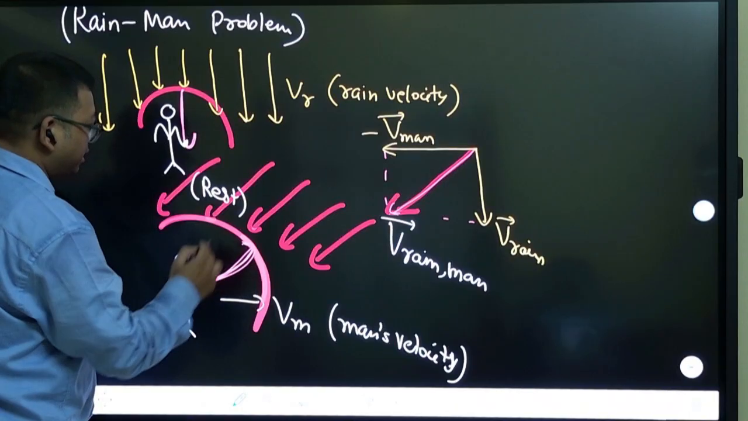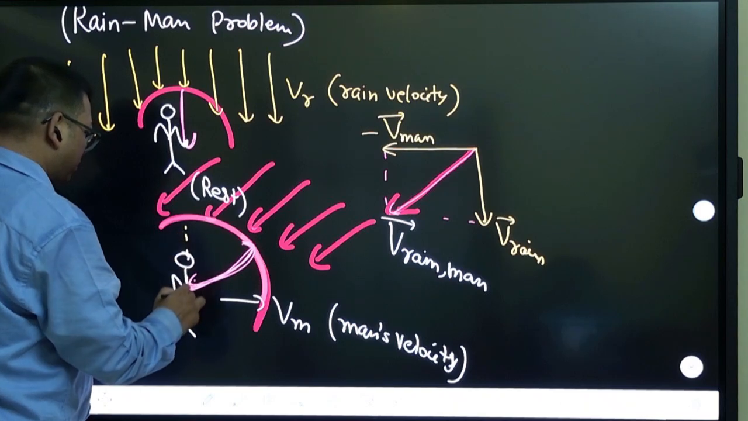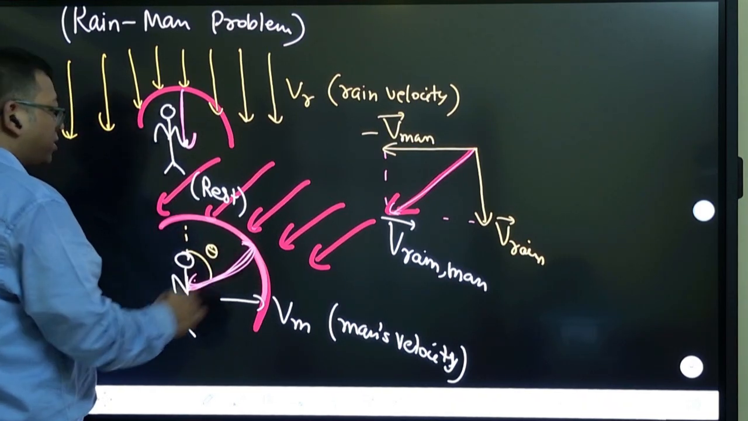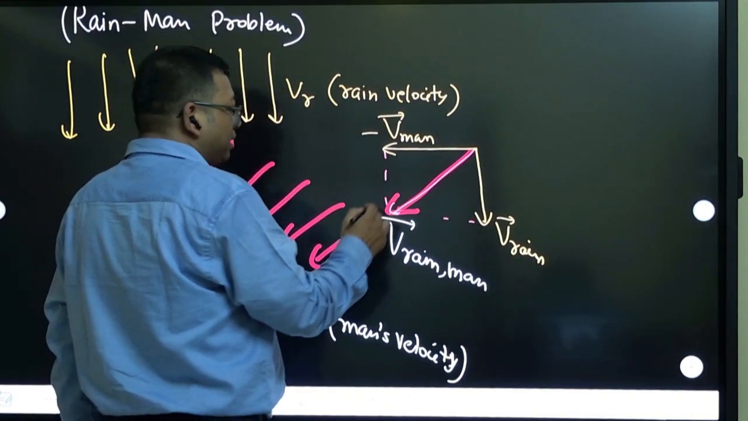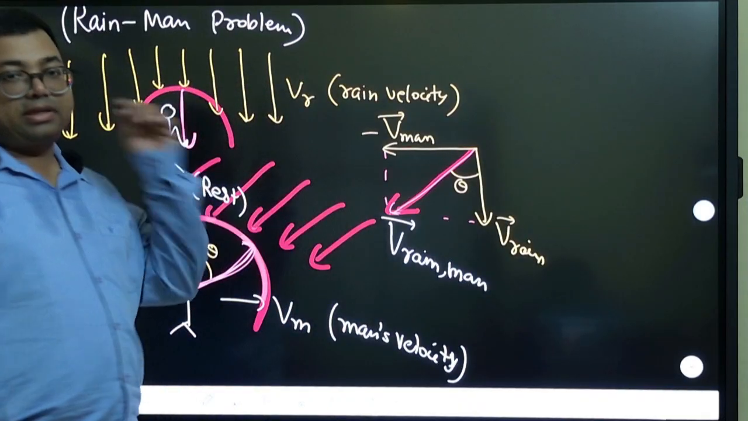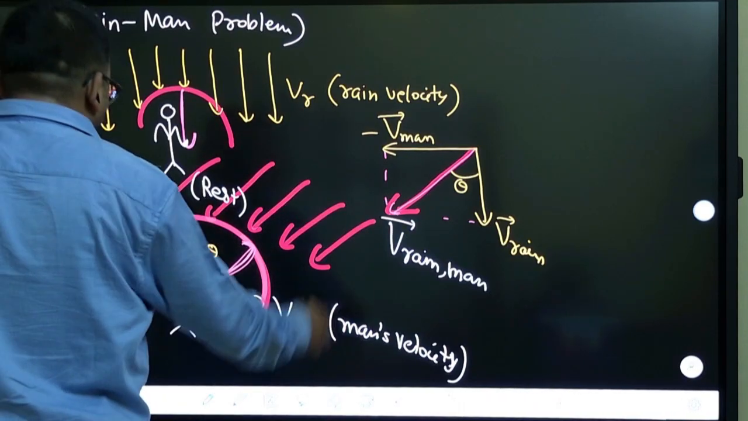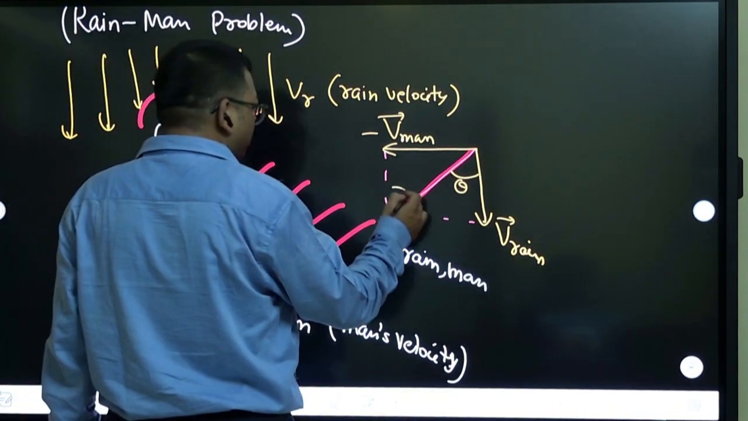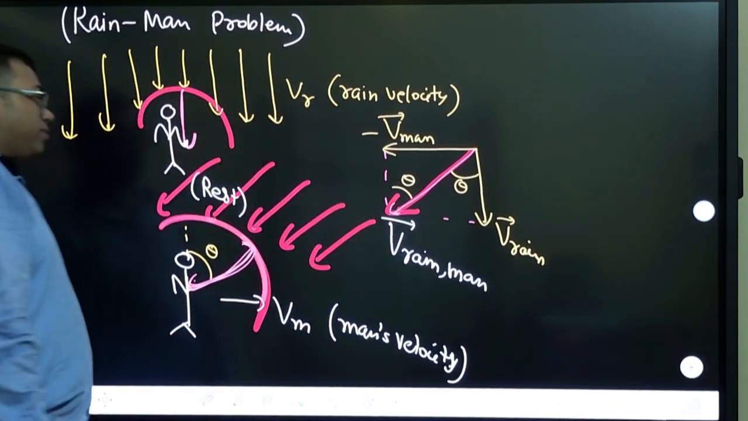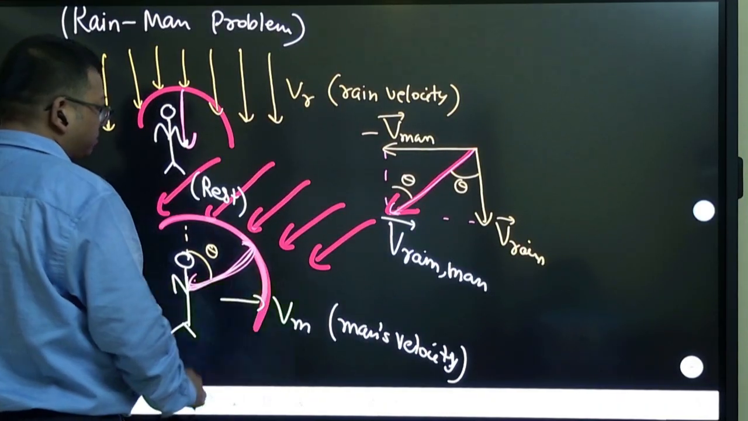Which direction means how much angle it will make with the vertical. How much angle is this making with the vertical? This angle. So tell me, how do we calculate this angle? Note that this is the angle with the vertical. How do you calculate this angle?